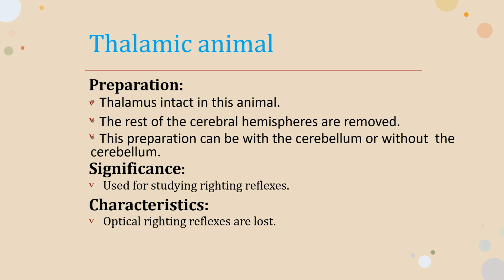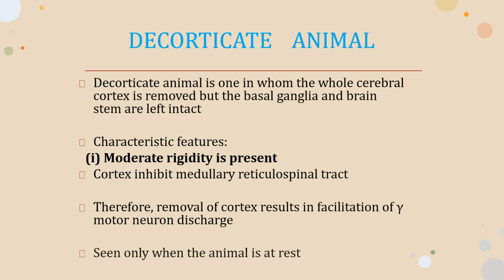So this is the thalamic animal. The thalamus is intact and the rest of the cerebral hemispheres are removed. It can be done with or without the cerebellum. It is used for studying the righting reflexes. The characteristic is that only the optical righting reflex will be lost.